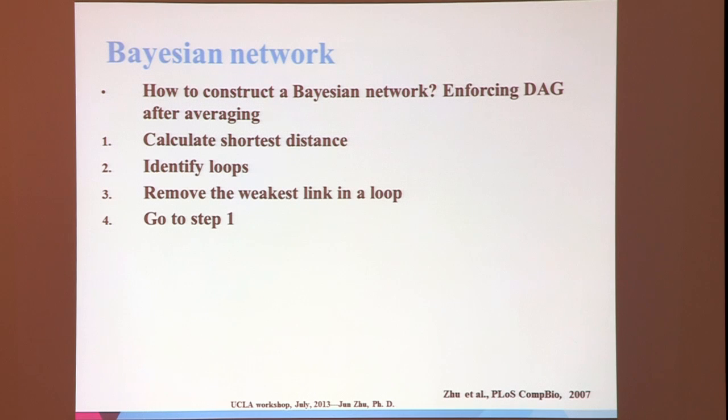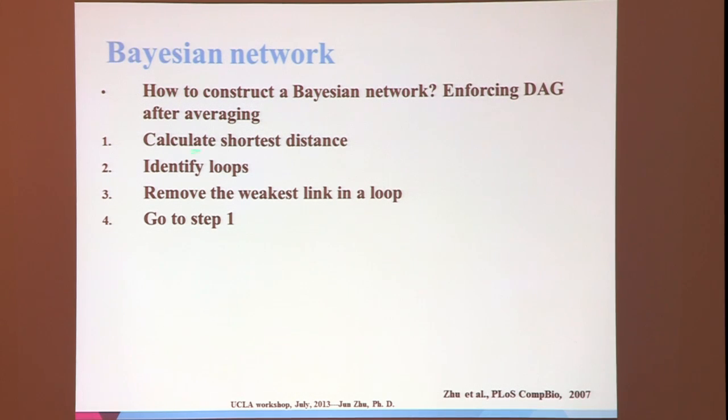So after you get this average structure, even though we start with directed acyclic graphs, the end result may not be a directed acyclic graph. So after averaging, if you still want to enforce it to be a Bayesian network, you need to enforce it to be a directed acyclic graph.